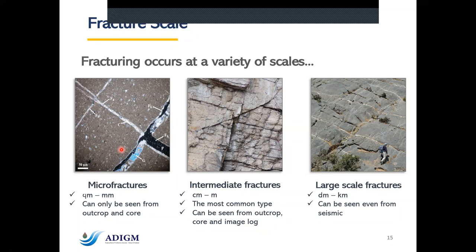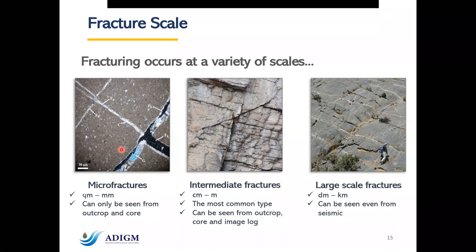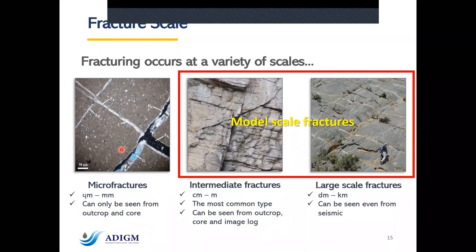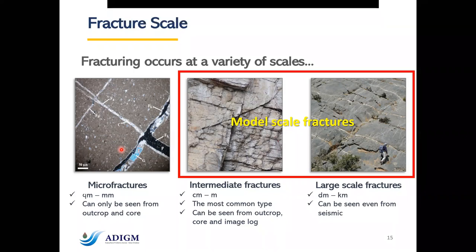They can be seen from the seismic. If exposed to the surface, you can see them from satellite images or from Google Earth. But the ones that we can model are limited to the intermediate and large scale in terms of length, especially if we want to build discrete fracture networks. The microfractures are way too small to model, because if we include too many fractures, the computational time will be very expensive.